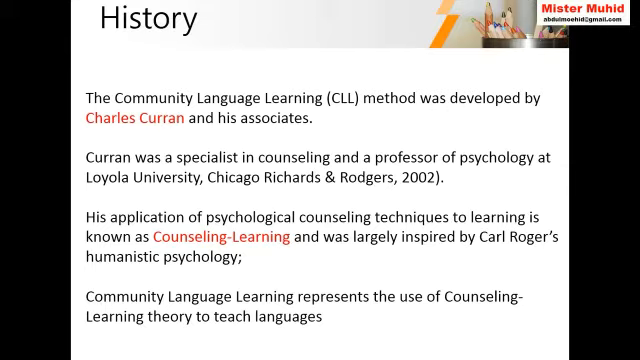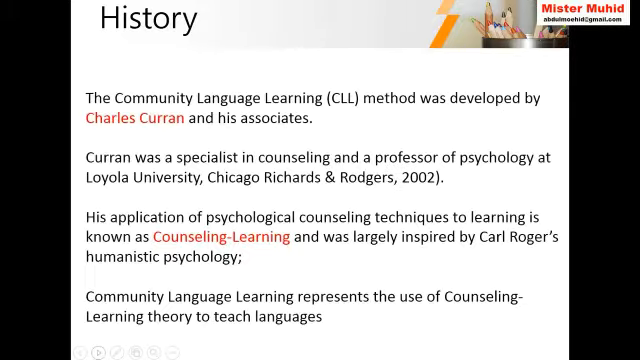But before we go to that, let's see the history first about this community language learning. This method was developed by Charles Curran and his associate. Curran specialized in counseling and was a professor of psychology at Loyola University. His application of psychological counseling technique to learning is known as counseling learning, and was largely inspired by Carl Rogers' humanistic psychology. Community language learning represents the use of counseling learning theory to teach language, so finally it becomes a method of teaching language.